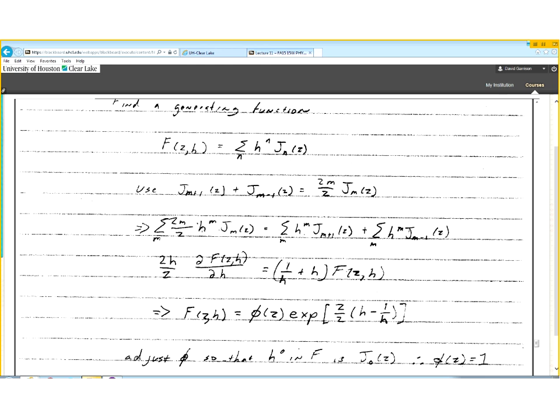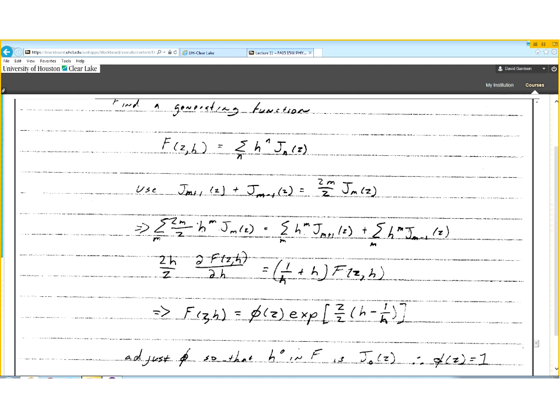And so if you did that literally here, you would end up getting 1 over h plus h times f, just because of the terms that fall out. And so this forms effectively a differential equation with respect to f, taking derivatives with respect to h. So you can solve this differential equation, and when you solve it, this is what you get.